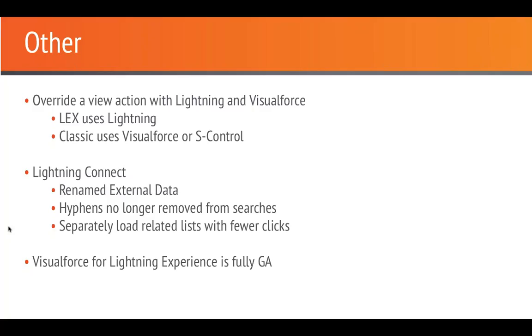And also the mechanism for separately loading external object related lists can now be set up with a couple less clicks, because basically the choice that you make for internal objects in terms of whether you want to separately load them or load them all on the same page at once, it basically mirrors that internal setting. So you set it in one place and it applies to both internal and external objects.